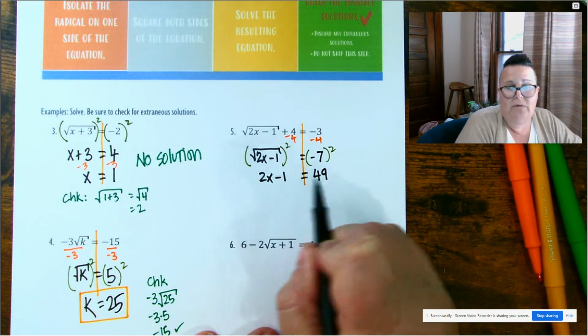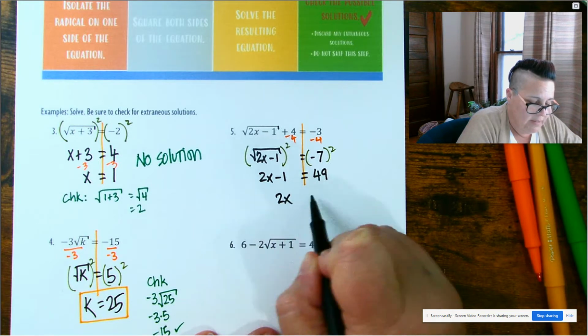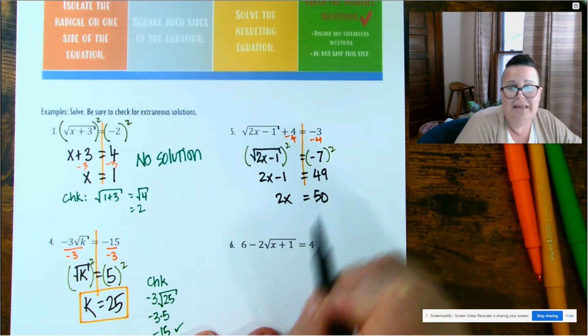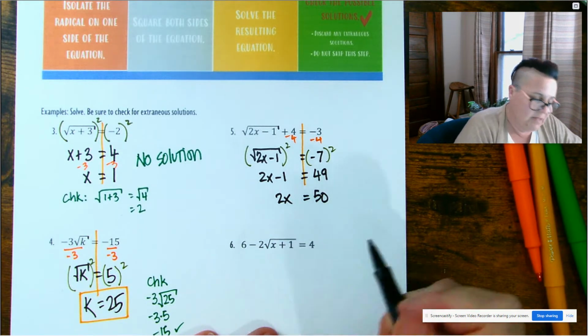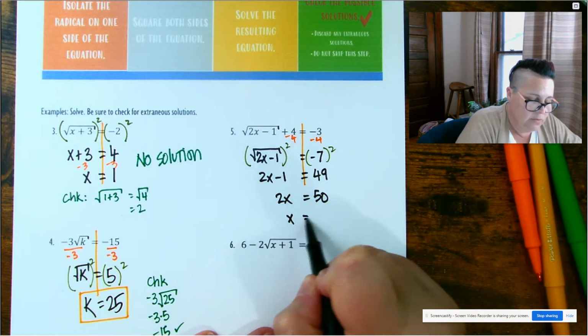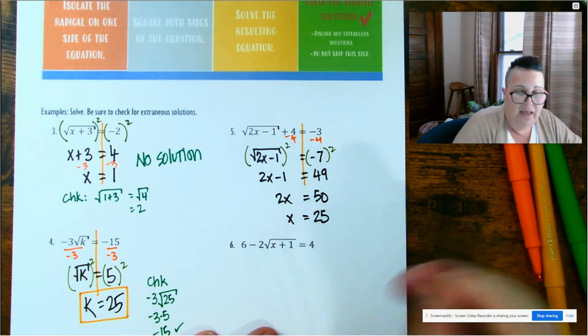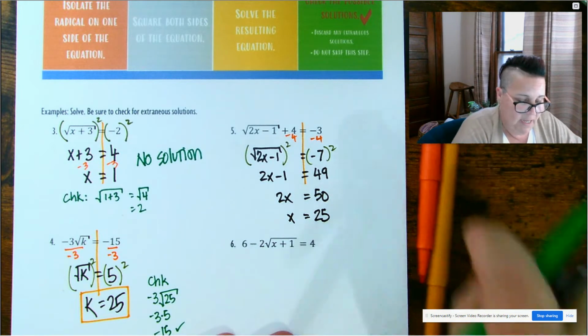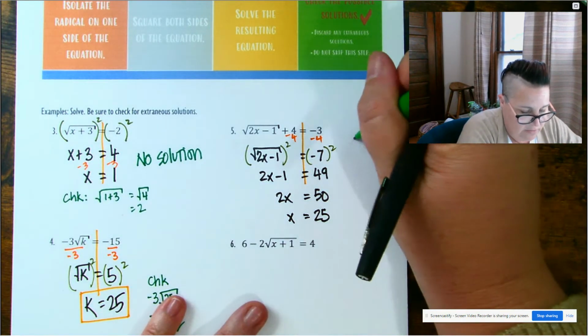I'm going to add 1. So 2x would be equal to 50. And to solve for x, I'm going to divide both sides by 2. X is 25. Before I call it done, I'm going to go ahead and check that answer.